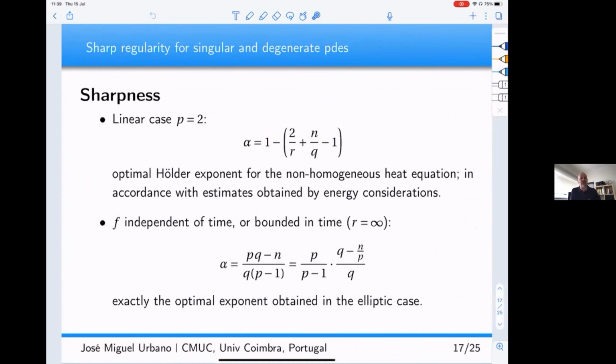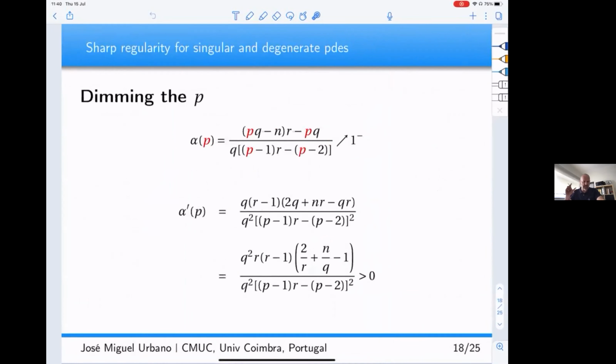And then you can see how sharp this is. So if you project this into the linear case, p equals 2, you get exactly the optimal Hölder exponent for the non-homogeneous heat equation. This was known by different methods. And if f does not depend on time, so if r is infinity, you get exactly the optimal exponent that was already obtained for the elliptic case, which is this alpha here. Another thing you can do is to vary p and see what happens when p goes to infinity. So this exponent alpha is an increasing function of p, because if you differentiate with respect to p, you see that the derivative is positive. So the larger the p, the larger the alpha, and in fact, as p goes to infinity, alpha converges to 1, which is somehow consistent with the regularity of solutions of the infinity Laplacian problem, which are, of course, Lipschitz.